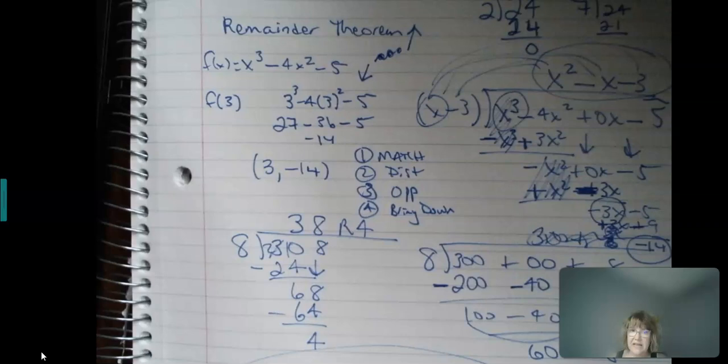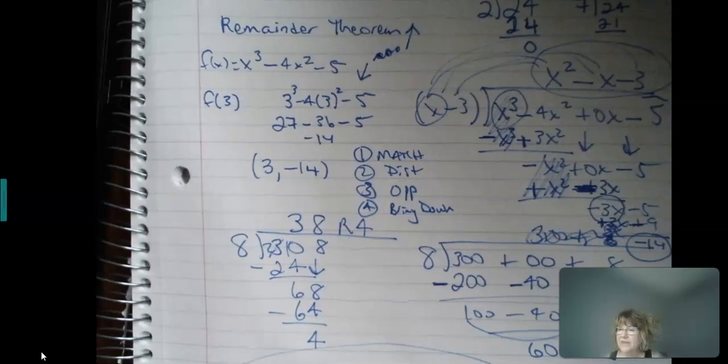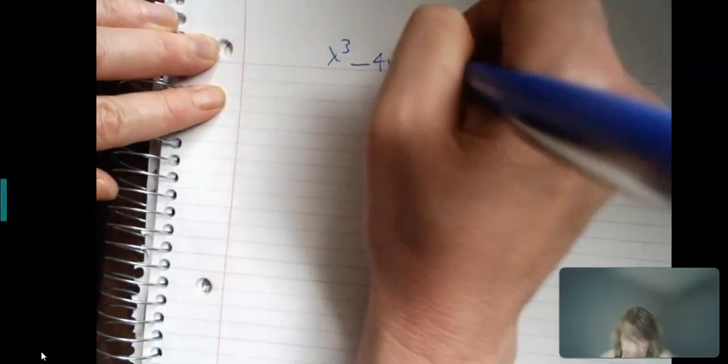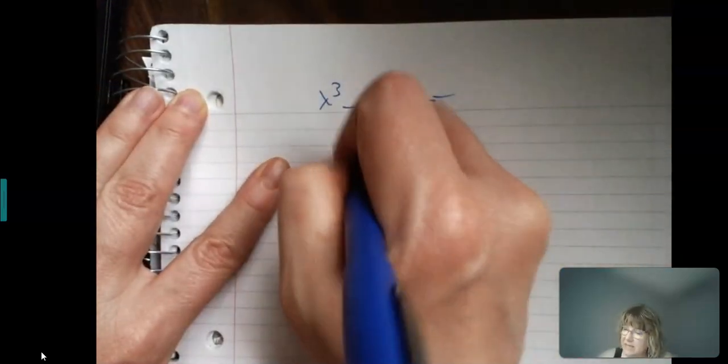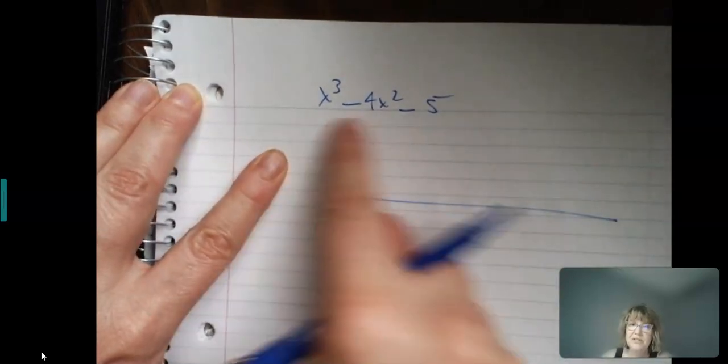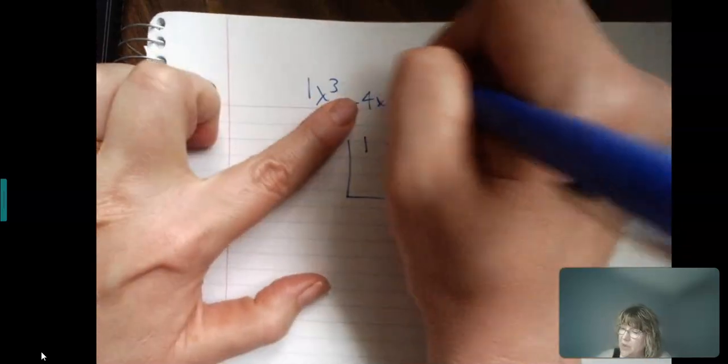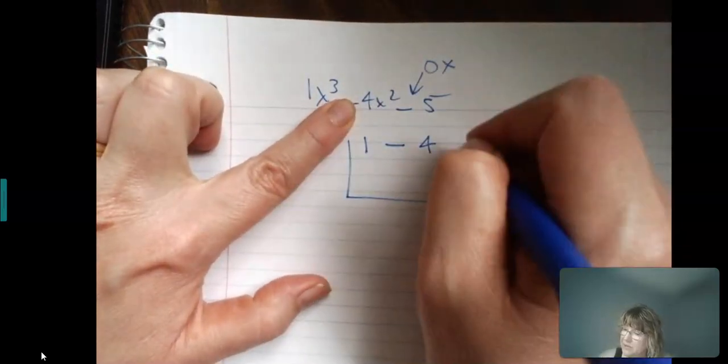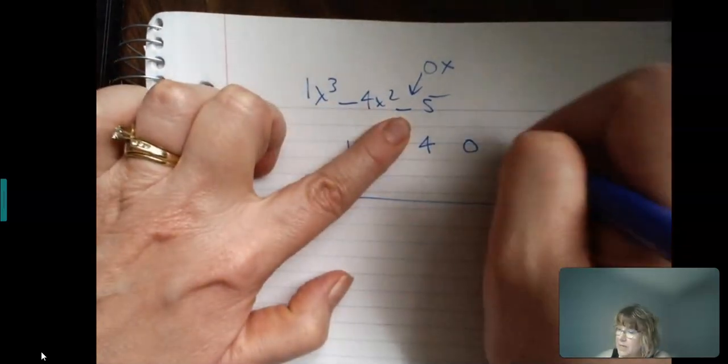Okay, so let me show you synthetic division so that you know what that looks like. All right, so we're going to flip the page. I'll do the same problem with synthetic division. So what did we have? We had x cubed minus 4x squared, minus 5. In synthetic division, all you do is the coefficients. So there's a 1, a negative 4. Now, notice again, there's 0 x's. So you need a coefficient of 0 and then minus 5.